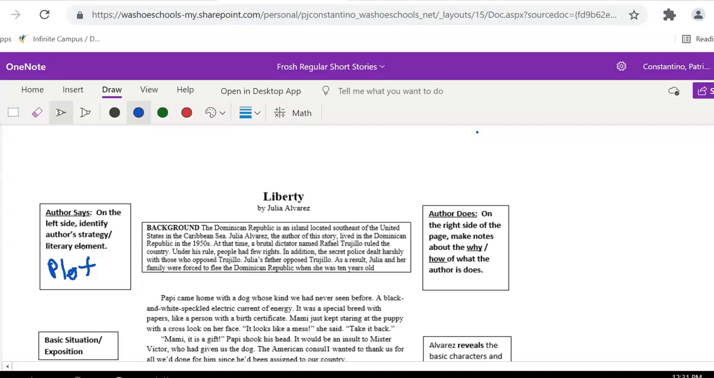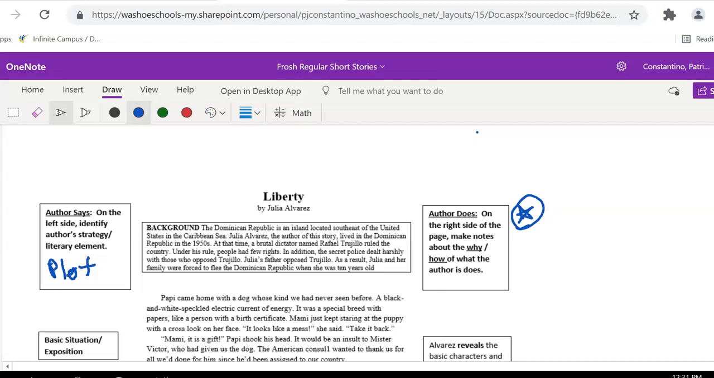Now on the right side, this is where you're going to have some thinking involved. The left side, you identify it, you kind of know, I think that's part of the exposition. But on the right, this is where you have to kind of answer what the author's doing. And so we often use the author's last name in the annotations on the right side. So you're going to make notes about the why and the how of what the author does.